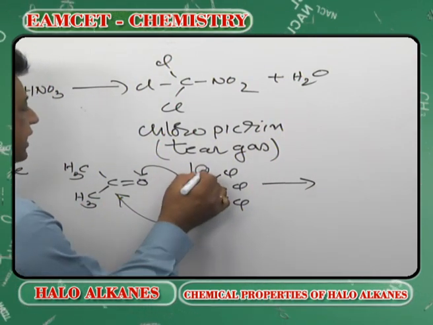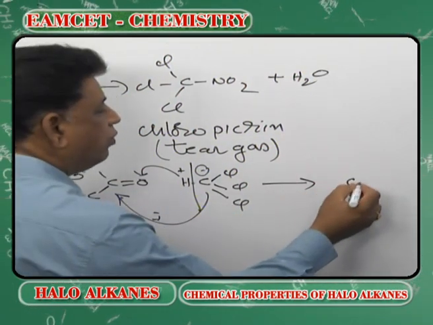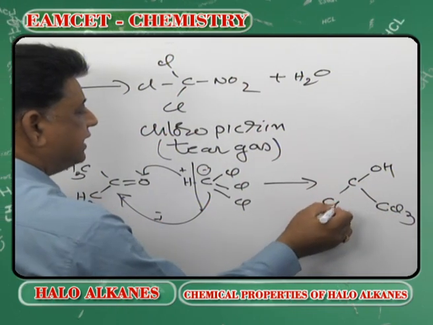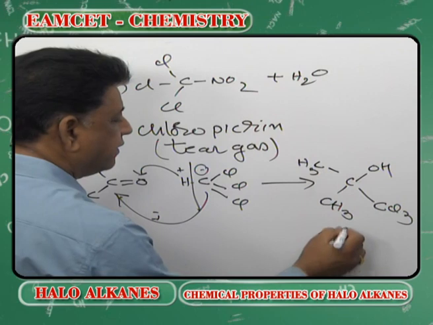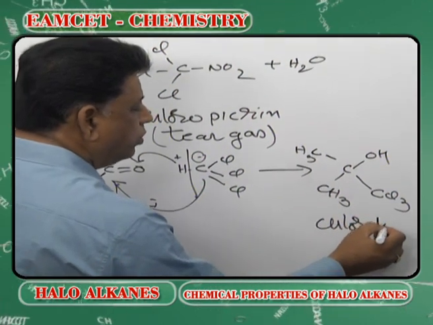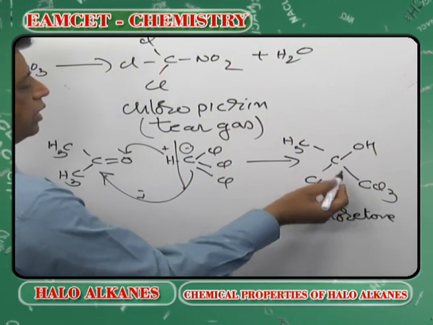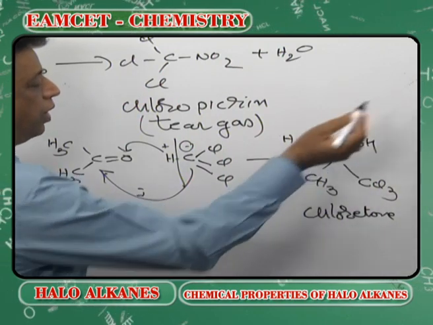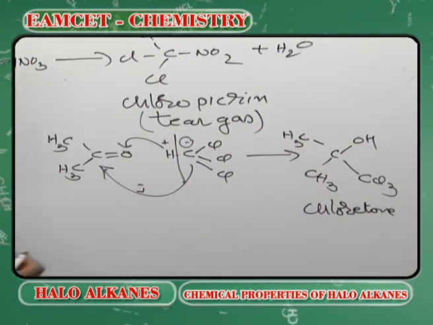A minus party adds first and then the H plus adds on the O. So the O will become OH, with CCl3 and CH3 here. This acetone will become chloretone. It has a common name, chloretone. You can name it according to IUPAC: 1,1,1-trichloro-2-methyl-2-propanol. But it has a common name called chloretone, isn't it?